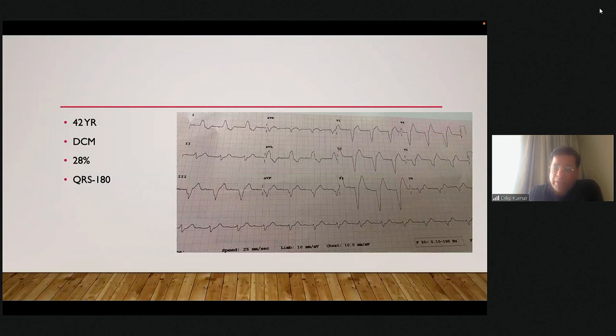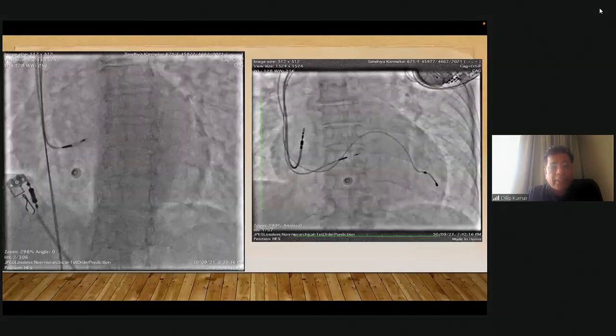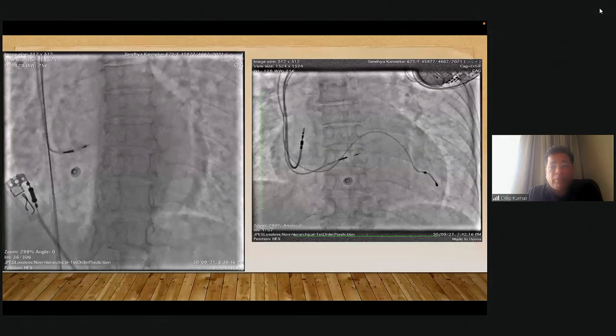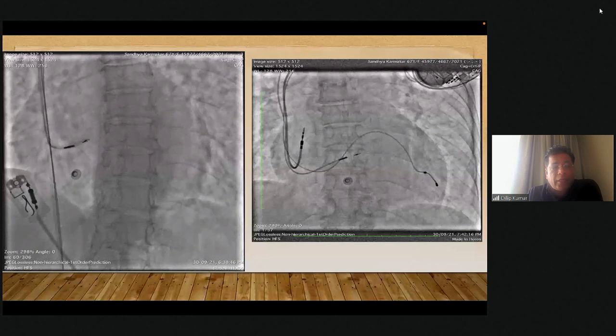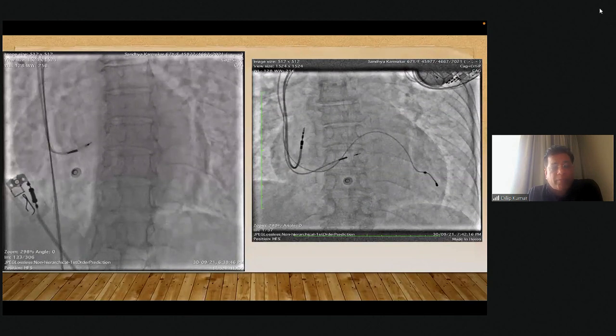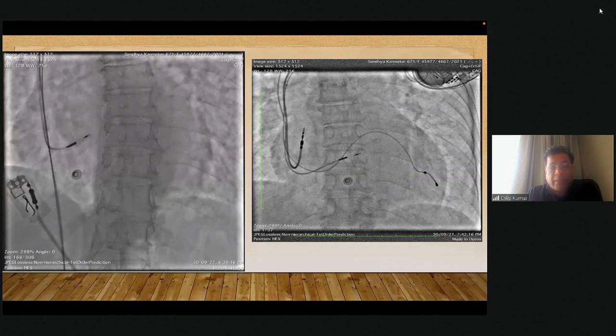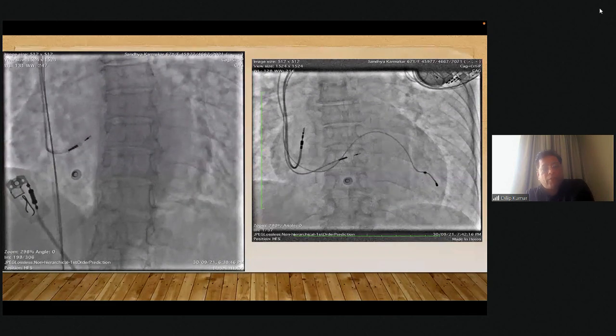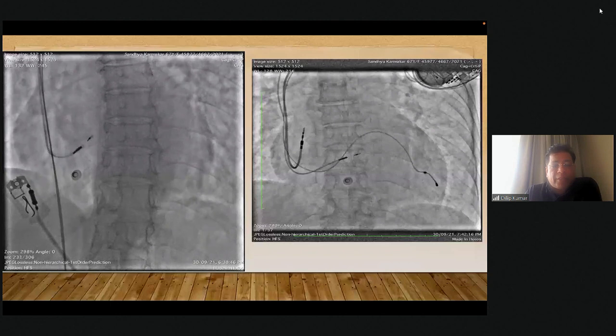So this was a gentleman who was only 42 years old. He was having dilated cardiomyopathy with ejection fraction of only 28%, and QRS was 180 milliseconds. So very wide QRS, very young patient, DCM. I wanted to give him the best possible QRS in this scenario, because he still has so many years left with him. If we provide a good engagement and good QRS narrowing, he can have a normal ejection fraction because it's a plain DCM. So we went with optimized CRT.